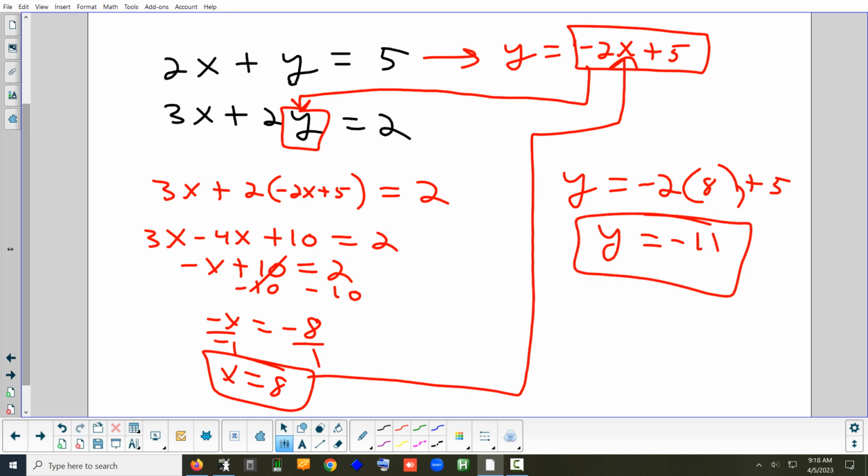So that's more typical of the kind of systems that we're going to be solving, where you get one answer for x, one answer for y, and you're done. Right, that's also the last one I think I'm really going to do with substitution. Is there any question on substitution?